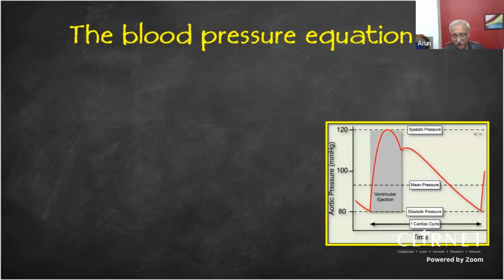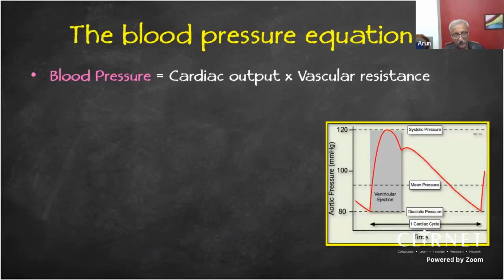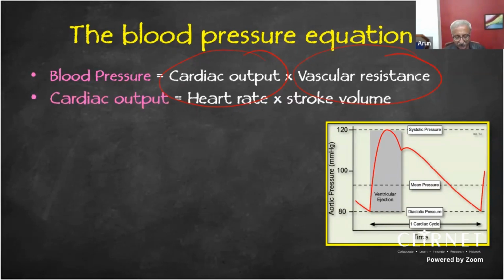Now, what is the blood pressure equation? It is cardiac output into vascular resistance. This is what we know from our physiology. Cardiac output is heart rate into stroke volume. Further, blood pressure comes to heart rate into stroke volume into vascular resistance. So now we have three parameters.